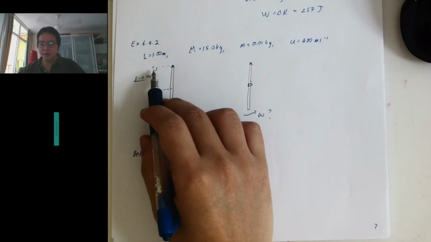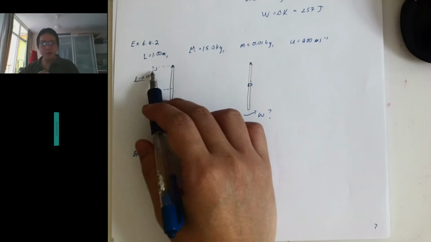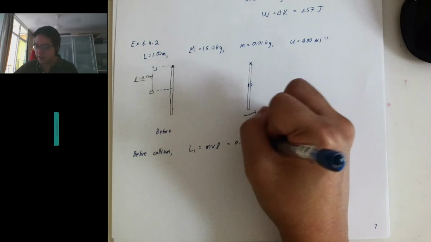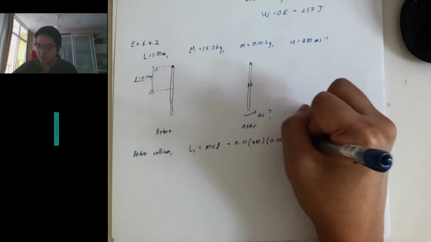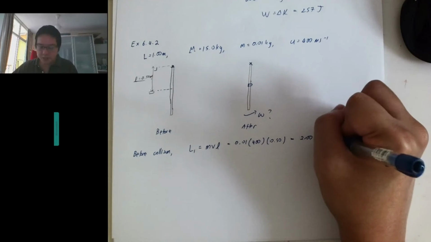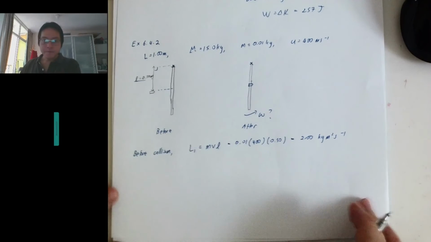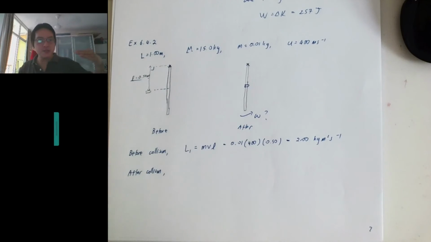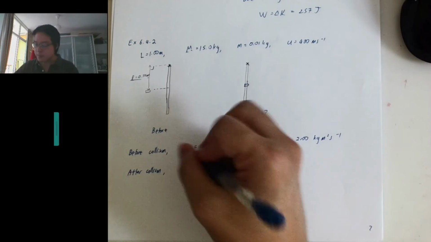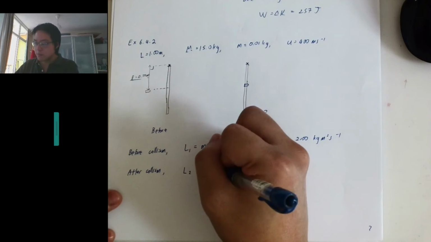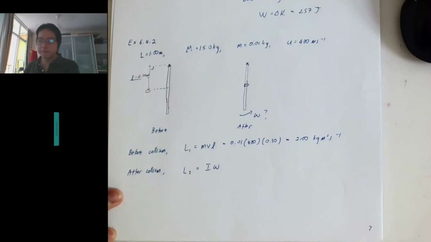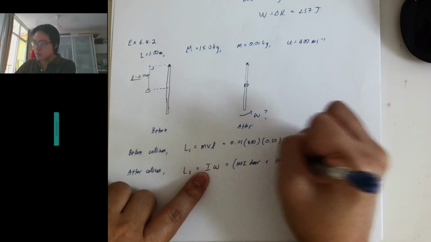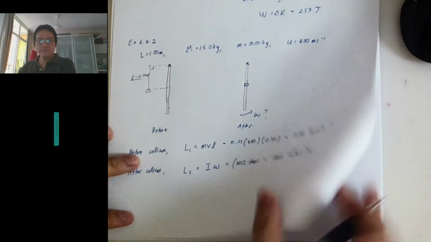Remember, when we talk about the angular momentum of a straight moving particle, it is mvl, with l the perpendicular distance from the axis. So we can calculate this number. Initially it's 0.01 times 400 times 0.5. If you put in the numbers, you get 2 kg m squared per second. Now, what is the angular momentum after collision? After collision, it is no longer a straight moving object, it's just a rotating body. Then you just need to calculate the moment of inertia of the system times omega. The moment of inertia of the system is the moment of inertia of the door plus the moment of inertia of the bullet, times omega.